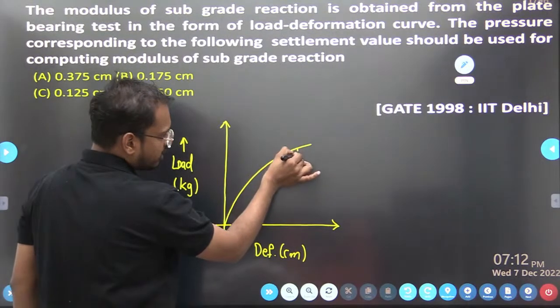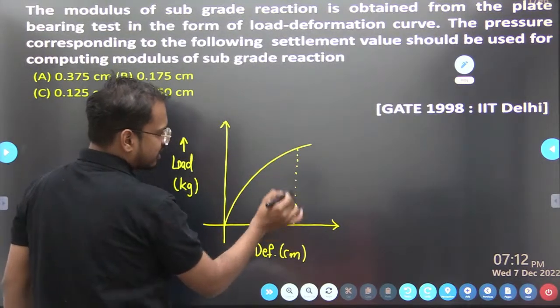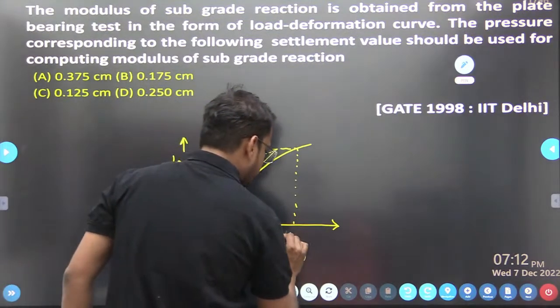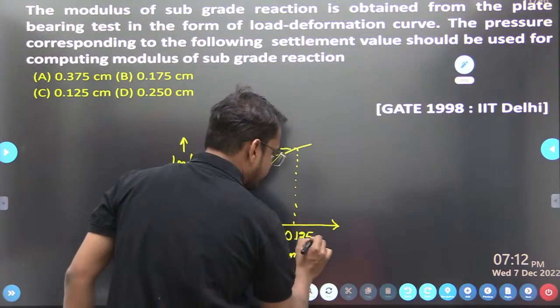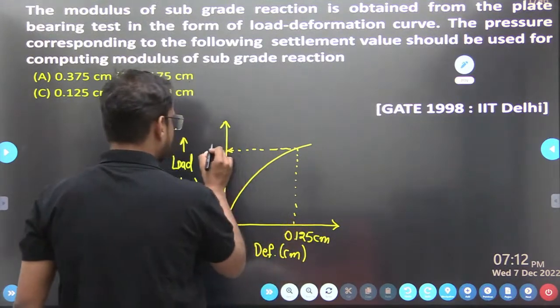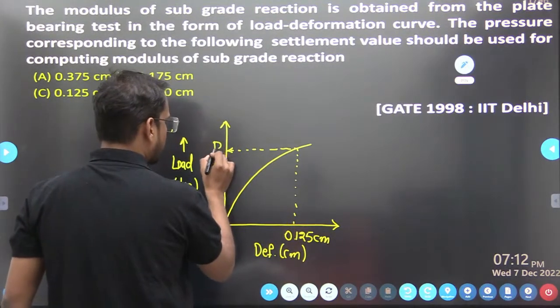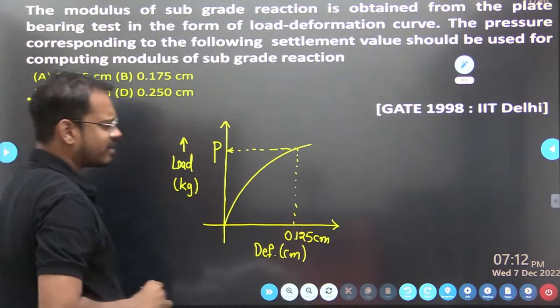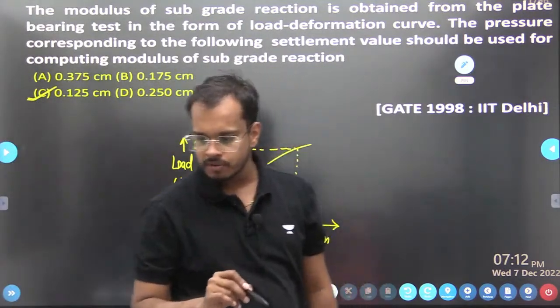The load corresponding to which deflection is obtained? So the load corresponding to 0.125 centimeter is considered, and calculate the value of load or pressure. Am I right? So the value is equal to C. Option C is correct. It is very easy and it is a conceptual problem, my dear friends.